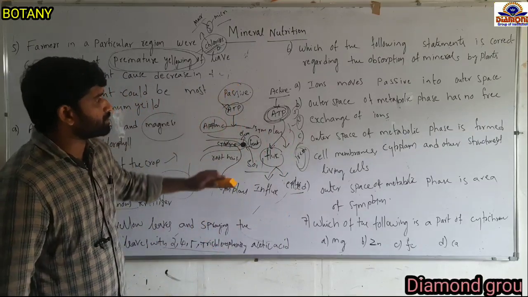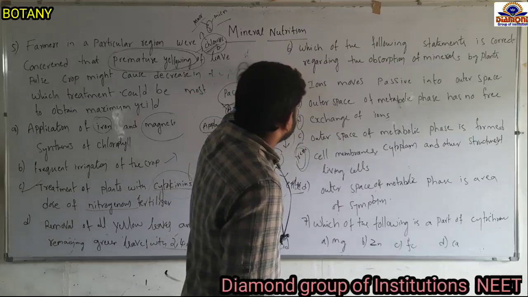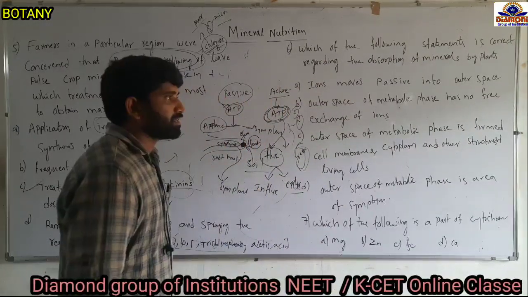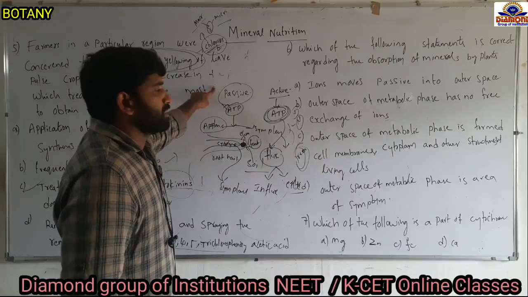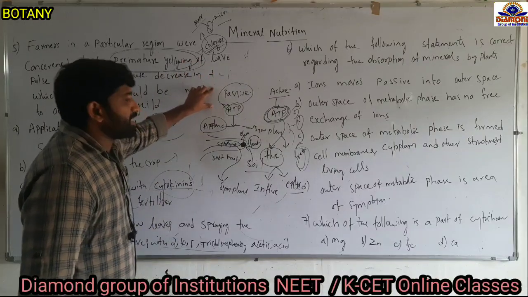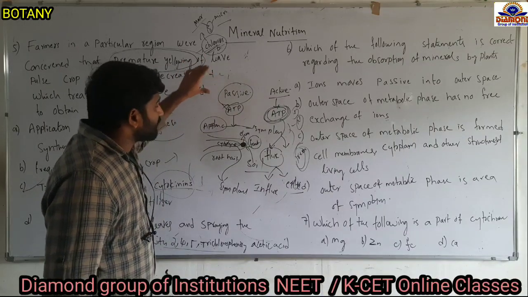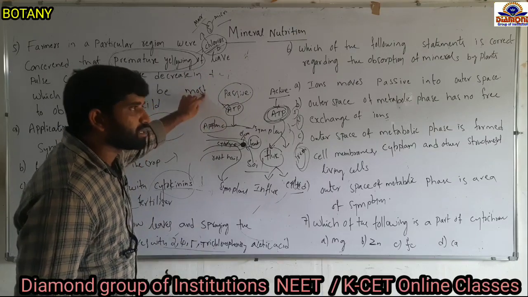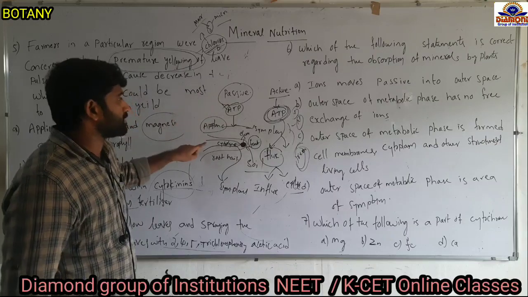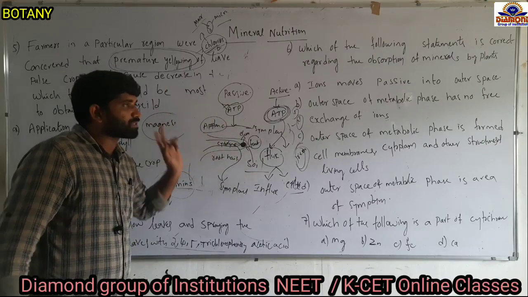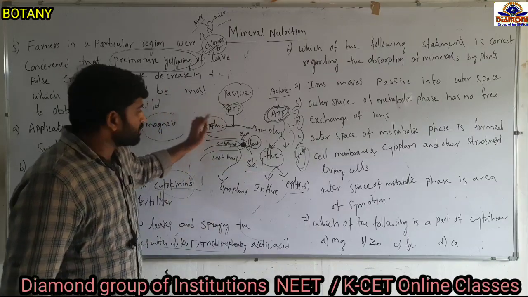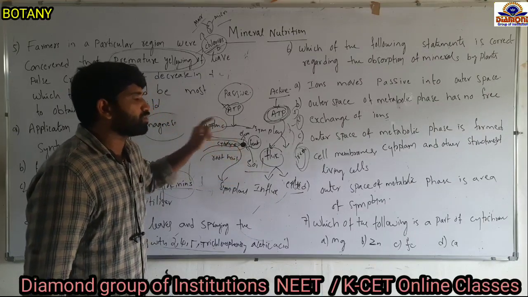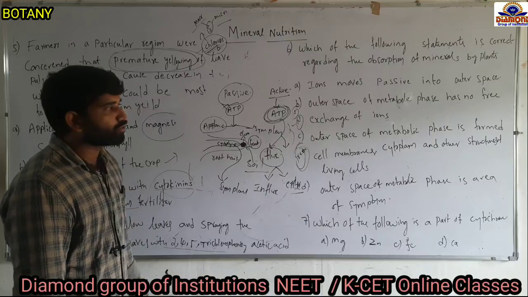Now, based on this concept, the question: option A, ions move passively into the outer surface. Yes, in passive absorption, the movement of the elements takes place without using ATP molecules from the soil into the root hair cells. These are the passive absorption of elements. Apoplast and symplast, two steps are there. In the apoplast mechanism, elements move from the soil into the intercellular space. That is what we call the outer surface of the root hair cell.